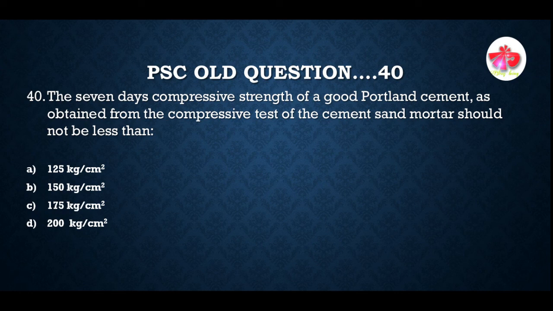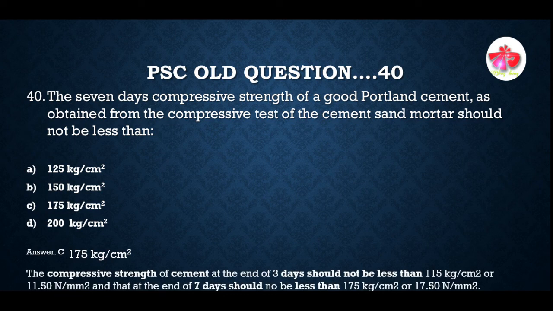So friends, the 7 days compressive strength of the good Portland cement obtained from the compressive test of the cement mortar should not be less than 175 kg per centimeter square. The compressive strength of a cement at the end of the 3 days should not be less than 115 kg per centimeter square, that is 11.5 Newton per mm square, and at the end of the 7 days should not be less than 17.50 Newton per millimeter square or 175 kg per centimeter square.